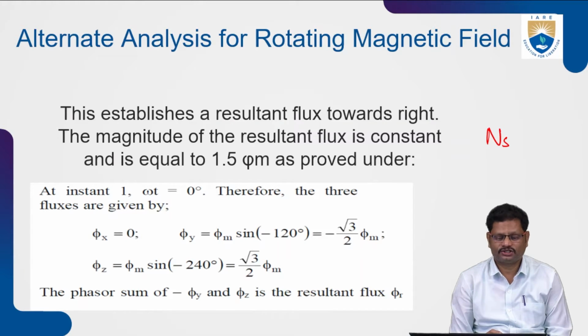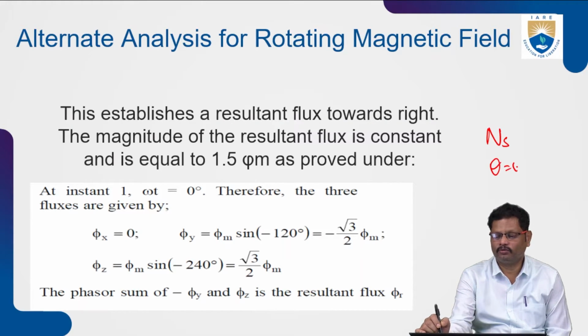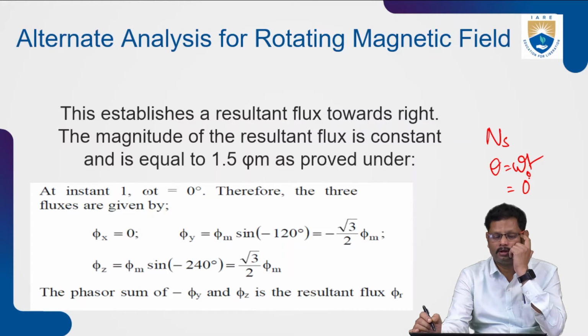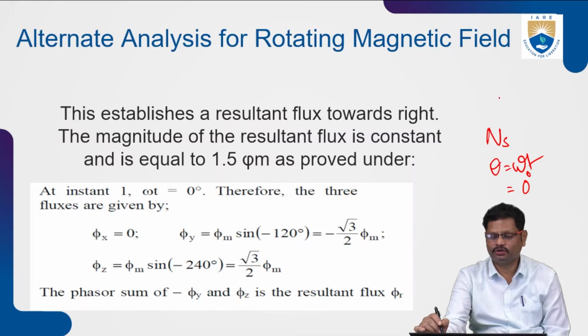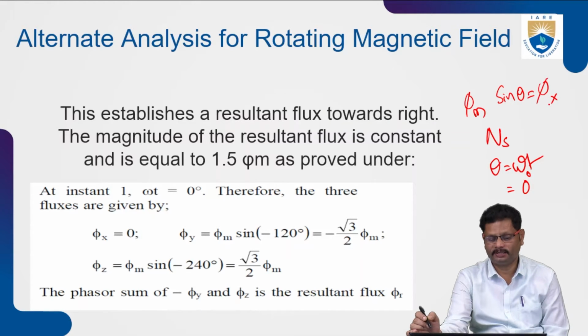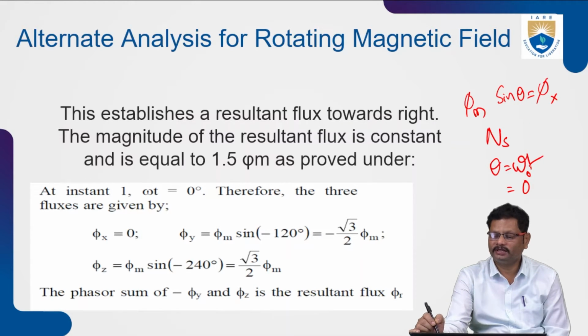At any instant, let us take theta equal to omega t, the angular velocity, with theta equal to 0 degrees. Therefore, of the three fluxes, phi x equals phi m sin theta. Here we are applying theta equal to 0 degrees, so phi x, the flux in the X phase, is equal to 0.